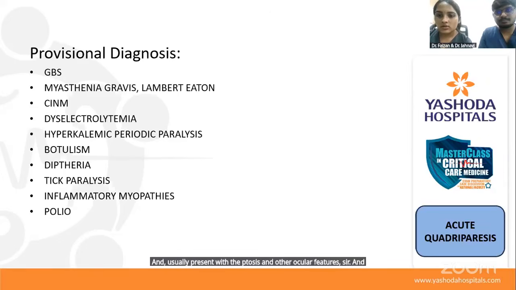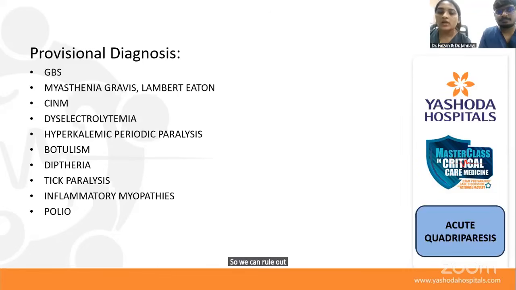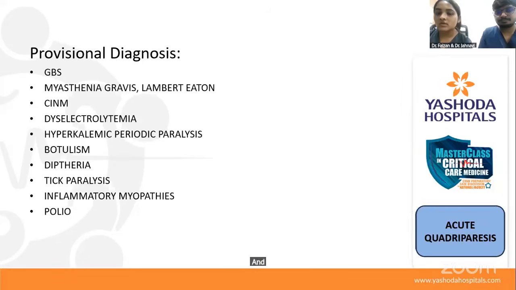Critical illness neuromyopathy also has a proximal weakness, but here the patient did not have a critical illness before, and did not have a history of long-term hospitalization, so we can rule out critical illness neuromyopathy. In dyselectrolytemias, hypokalemia and hyperkalemia, hypocalcemia and hypercalcemia, and hypophosphatemia can all present with muscle weakness. And in hypokalemic periodic paralysis, the weakness is usually fluctuating in course.